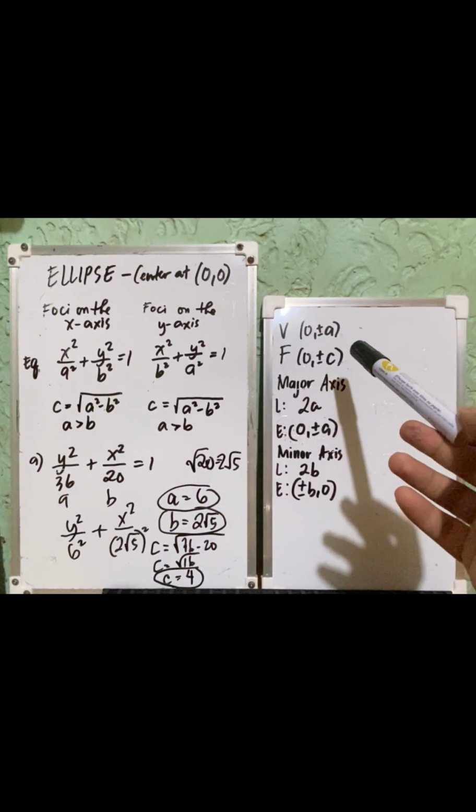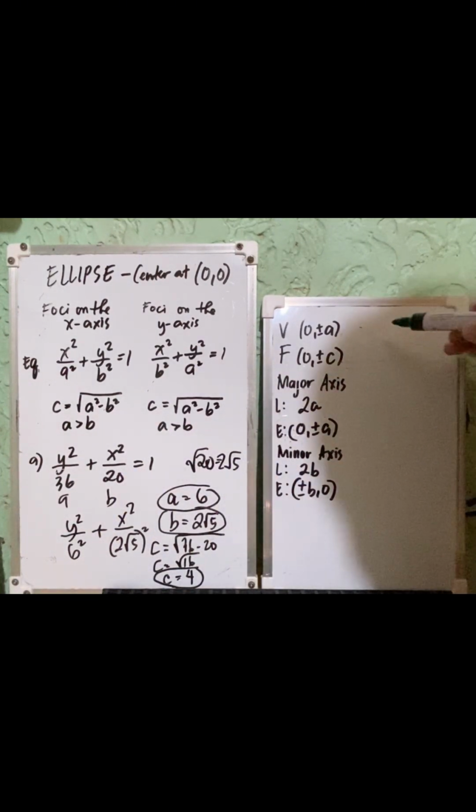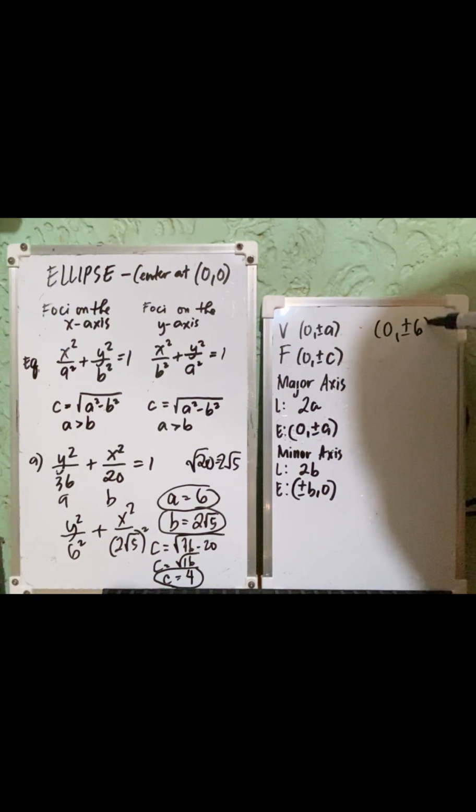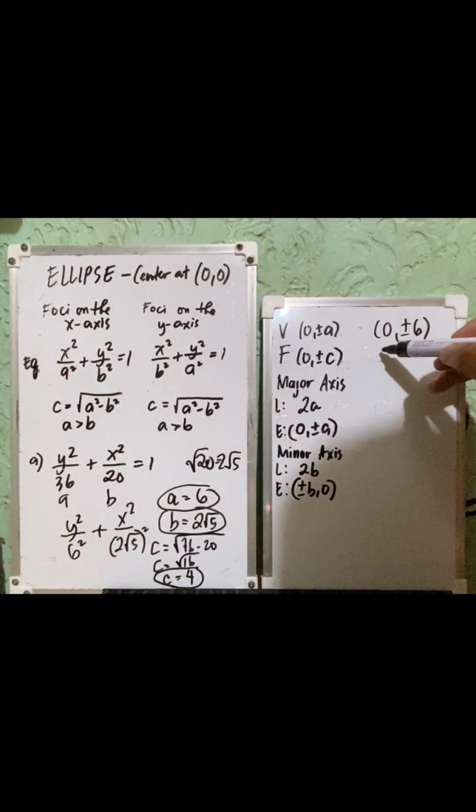So to solve for the vertex, that's just simply (0, positive, negative a). What is our a? In that case, that is 6. So our vertices will be (0, positive, negative 6). Next, the focus will be (0, positive, negative c). Our c is 4. So this is (0, positive, negative 4).